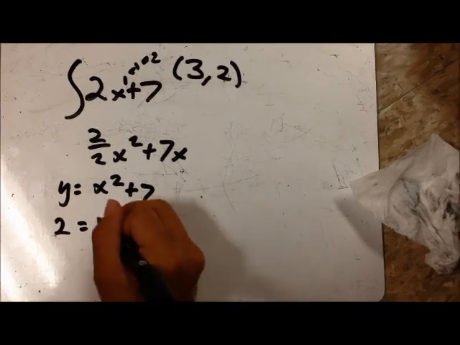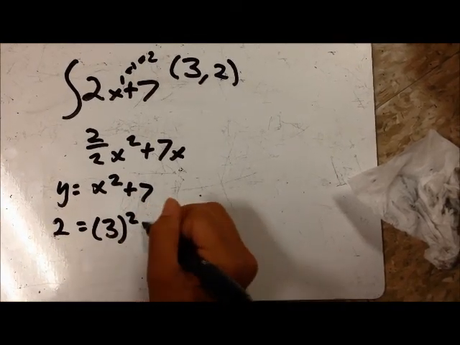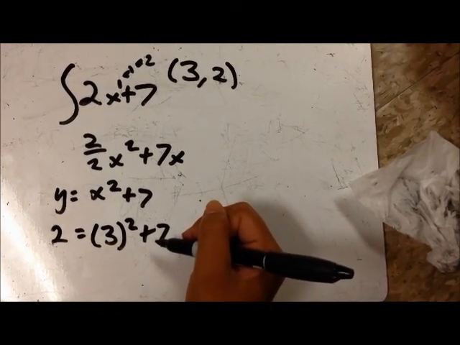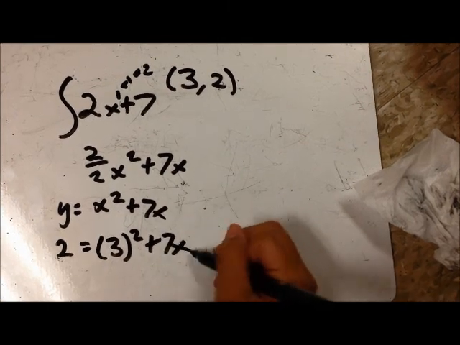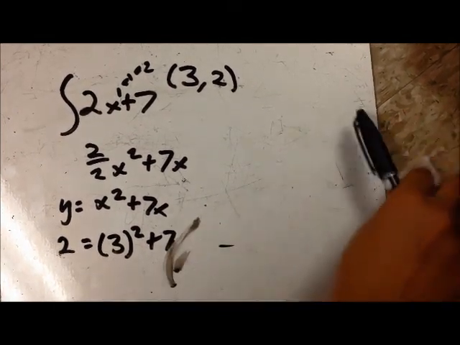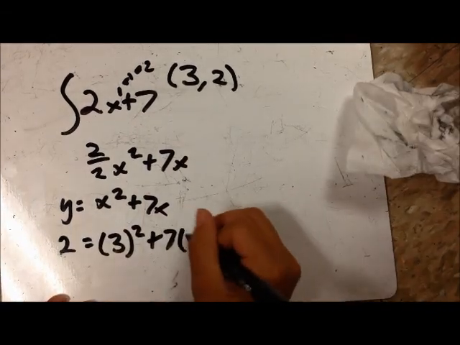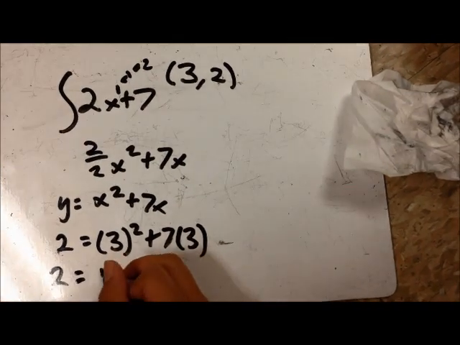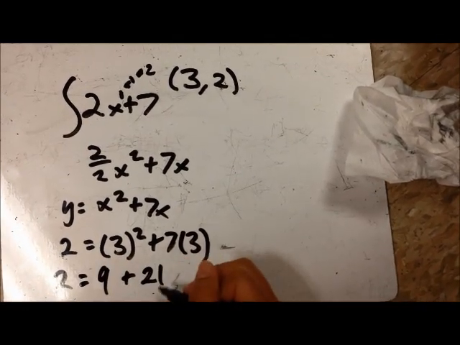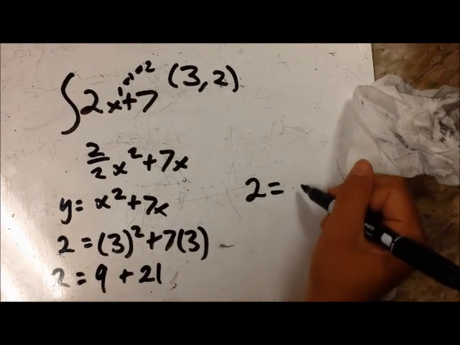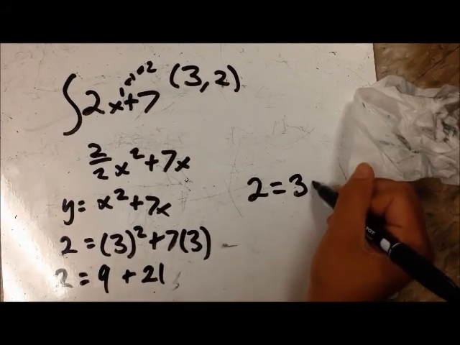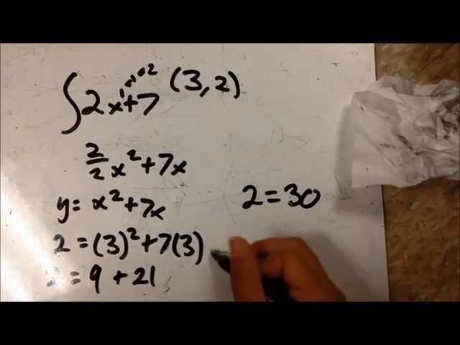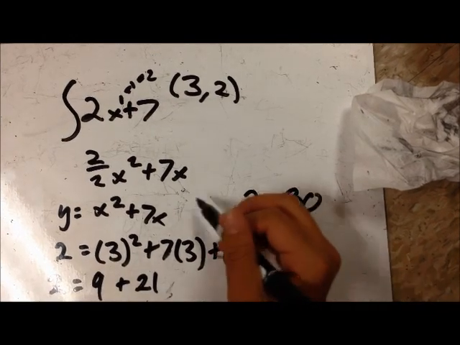So we get 2 equals 3 squared plus 7x, 7 times 3. So 2 equals 9 plus 21. Okay? So then we have 2 equals 30 plus C. That's why we don't have a real equation.